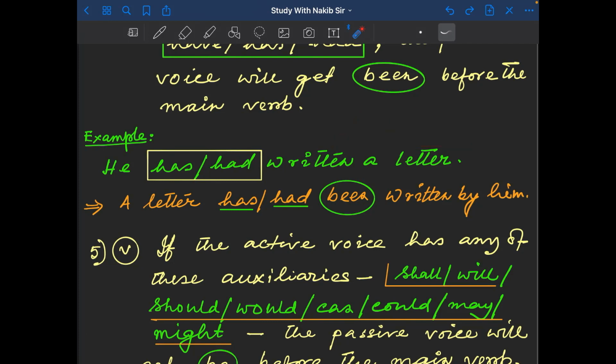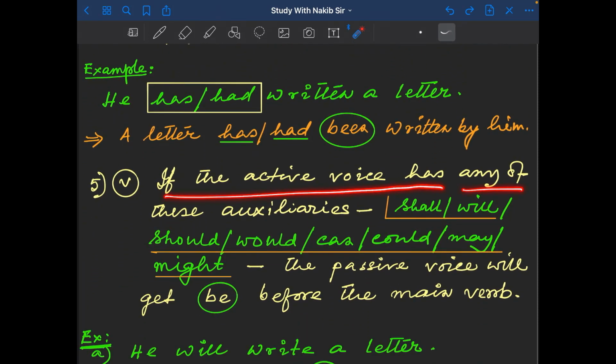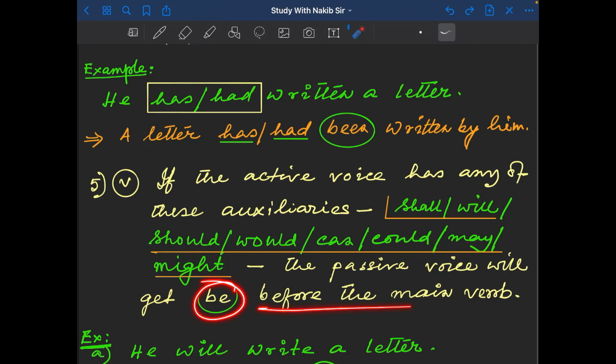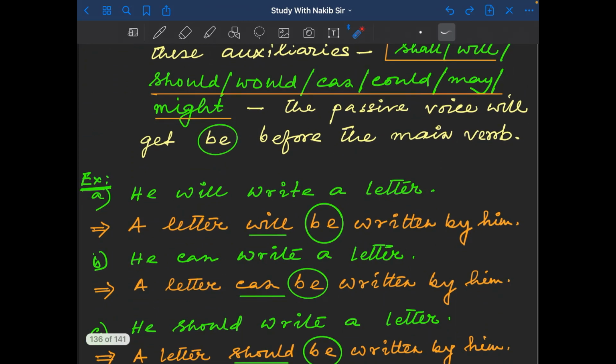There will be no problem. Okay. Now see another point. If the active voice has any of these auxiliaries, that means either this or this, this or this, this or this or this, the passive voice will get one be before the main verb. Okay, see the example and your idea will be totally clear.